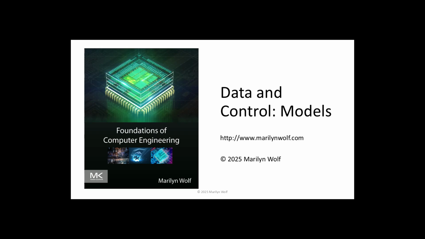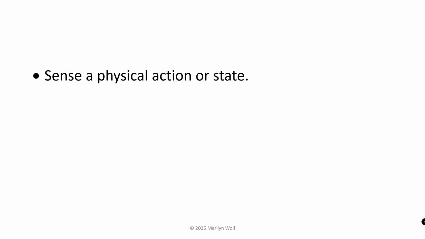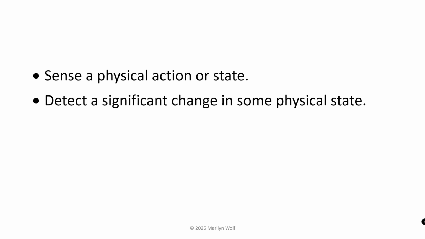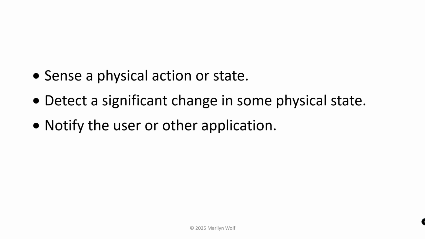Sensors can be used to detect interesting events that can be represented and manipulated in software. A basic embedded sensor performs a sense, detect, notify cycle. It senses a physical action or state. It detects a significant change in some physical state. It notifies the user or an application.